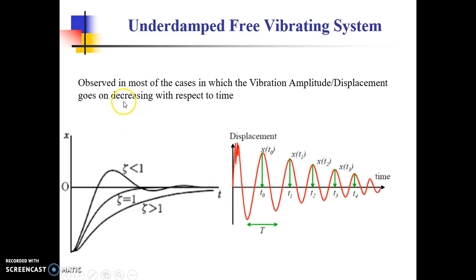In most of the cases, the interesting damping condition is the under damped system, in which the vibration amplitude or displacement goes on decreasing with respect to time, as shown in this figure. There is further mathematical treatment related to this under damped free vibratory system that we can cover in the next sessions, the mathematical equations related to the under damped free vibratory system.